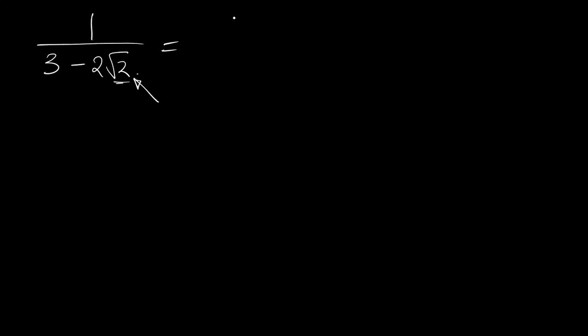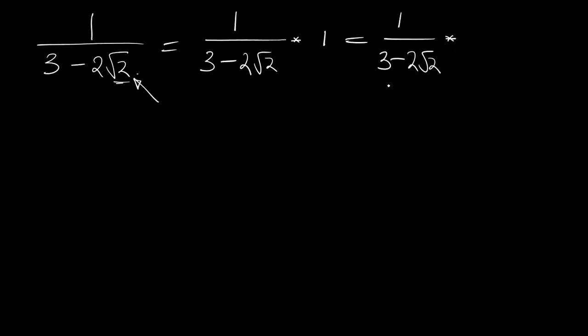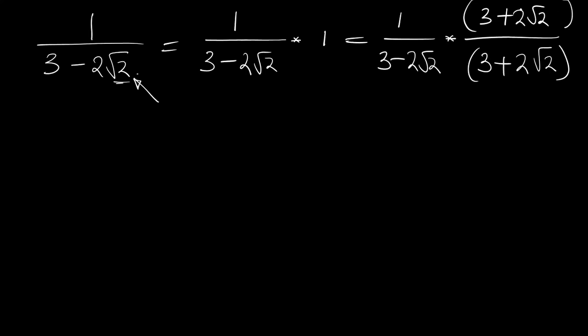So we say 1 all over 3 minus 2 root 2 times 1, which is the same thing as saying 1 all over 3 minus 2 root 2 times the conjugate, 3 plus 2 root 2, over 3 plus 2 root 2. I'm using this value to multiply the up and also the down. This divided by this cancels itself and is 1. It's still the same, so this whole expression is the same thing as this.